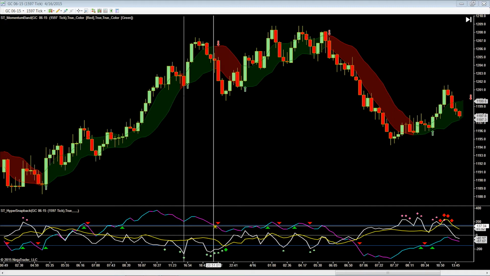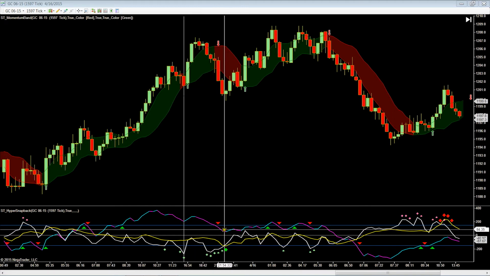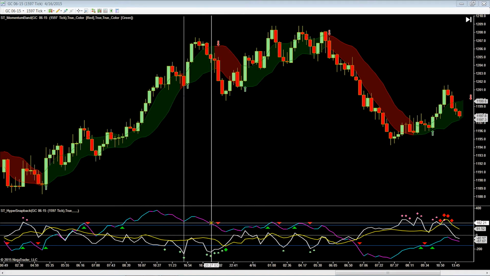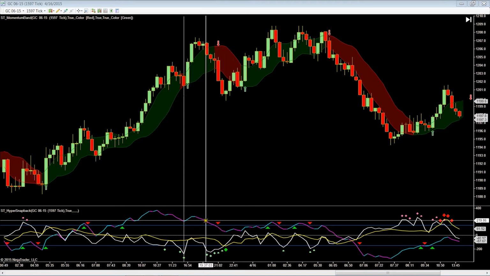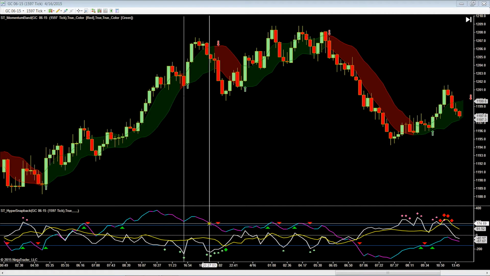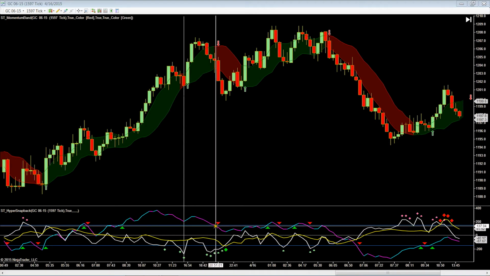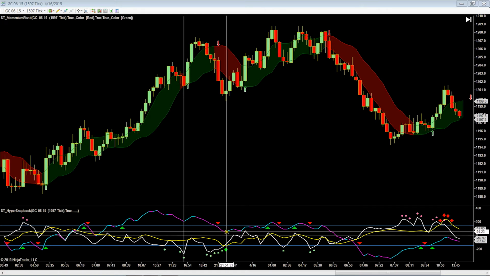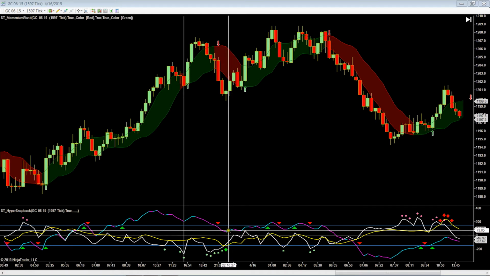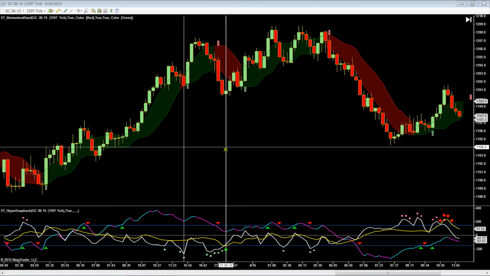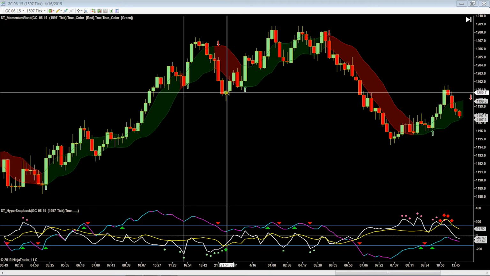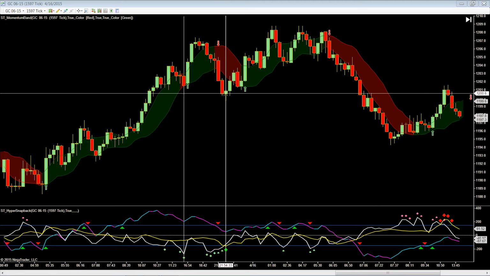But before we enter, we want to pinpoint the trade with the trend line. The trend line is this blue and magenta line. We do not want to enter a hyper snapback long when the trend line is magenta. We want to wait till the trend line turns blue before we enter our trade. And in this case, shortly right after the signal, the trend line turns blue. We are entering around here, 1200 or so.